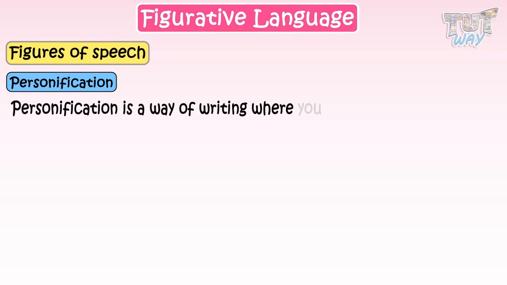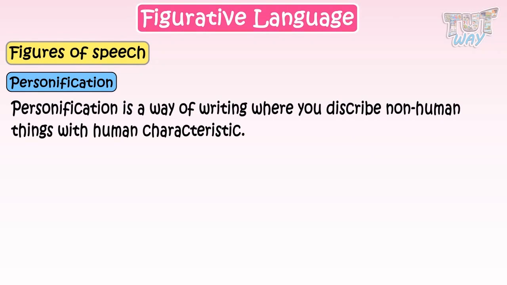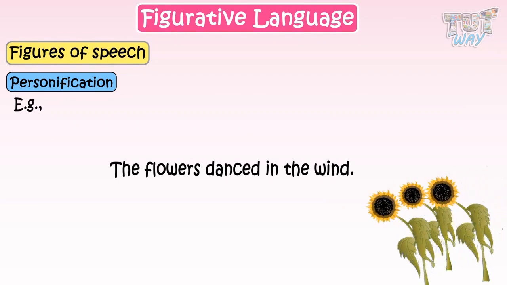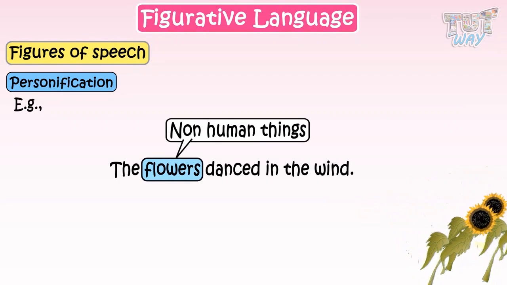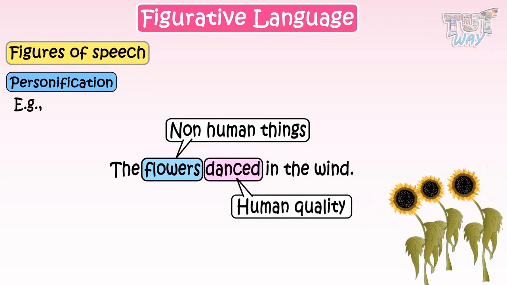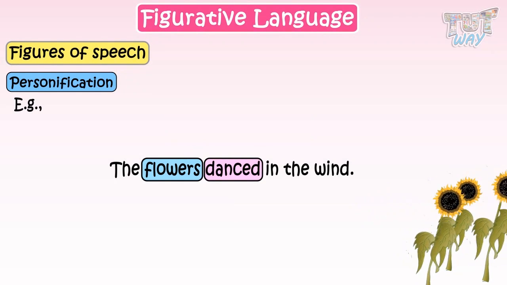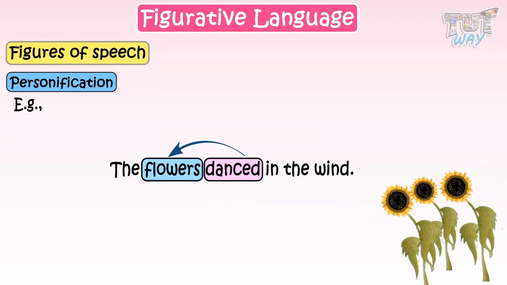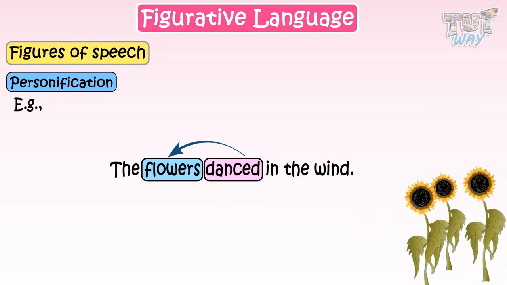Personification is a way of writing where you describe non-human things with human characteristics. That is, we talk about non-living things like we are talking about living things. For example, the flowers danced in the wind. The flowers are non-human things, but dancing is a human quality. So, we are using the word dancing with a non-living thing, flowers. So, this is a personification.